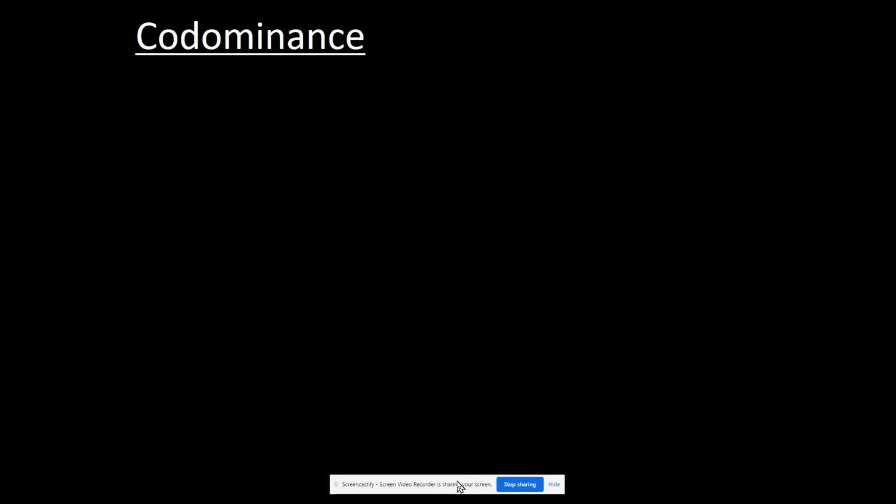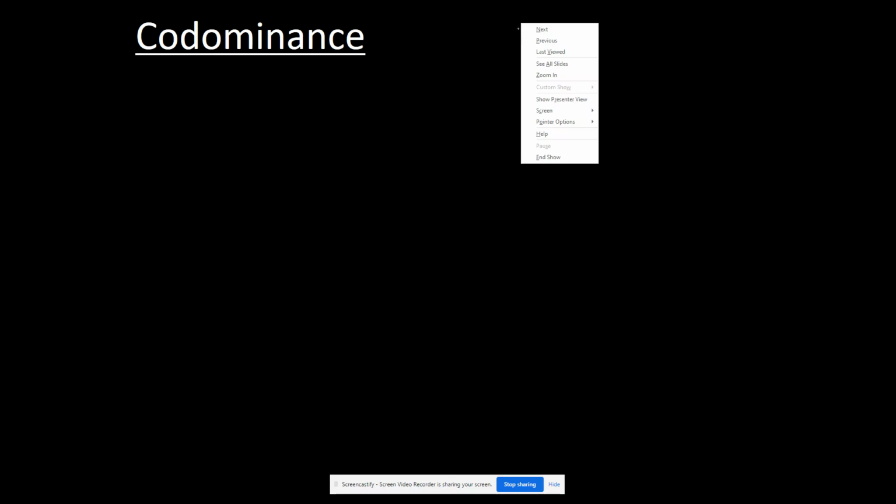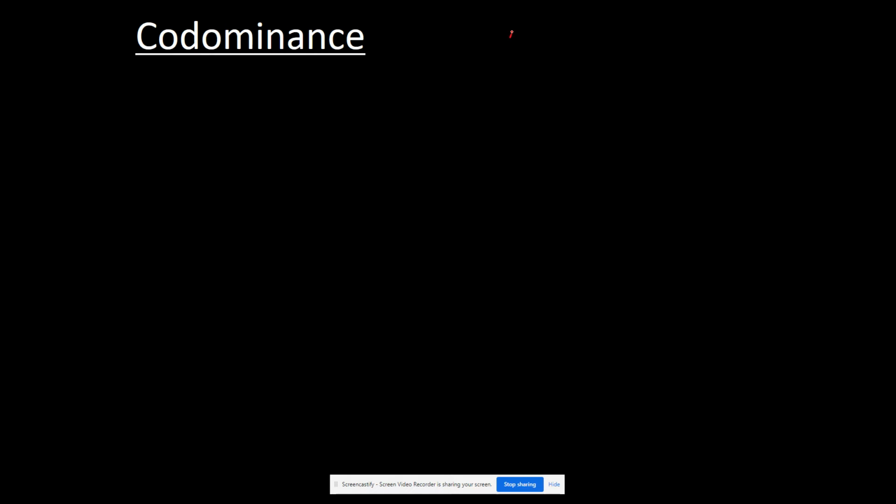Hey guys, today we're going to talk about codominance, which is a different type of genetic inheritance than what we were talking about before. Before, with regular dominant and recessive genes, we had a capital A and a lowercase a, and these are both different versions of a gene. So maybe that was a tall plant, and maybe that was a short plant.